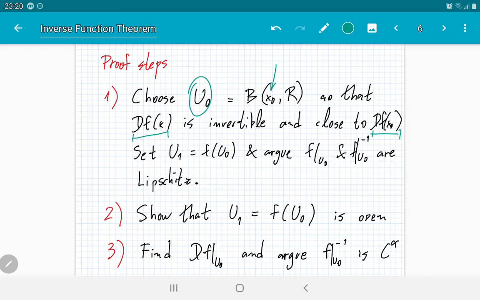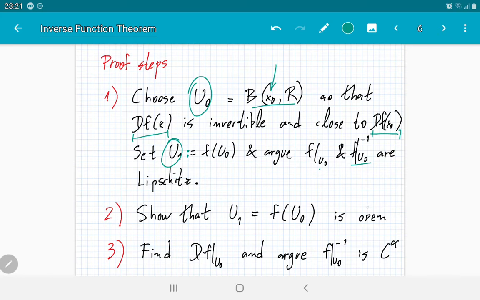Now we're going to argue that restricted to this ball, we're not going to show that f is a diffeomorphism in one go. We're just going to argue first that, I define U1 to be the image of U0, and then I'm going to show that f and its inverse are Lipschitz over this ball. So f is Lipschitz over this ball, and f minus 1 is Lipschitz. Let me write this properly. f minus 1 is Lipschitz over this set, which I don't know if it's a ball or not.